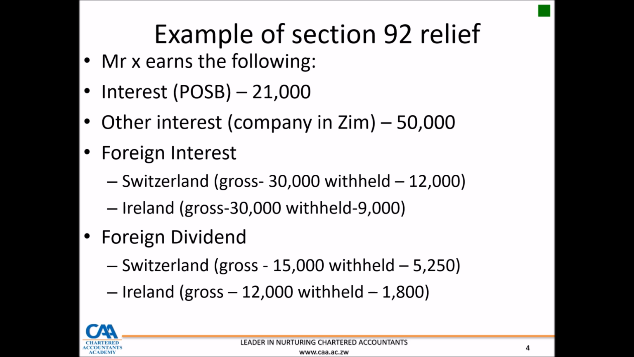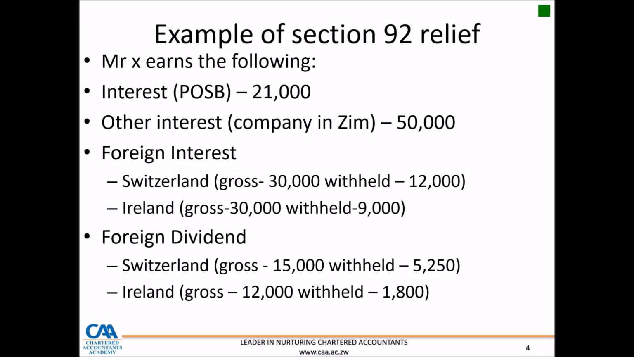18,000 from Switzerland. As far as Ireland is concerned, he also earns foreign interest from Ireland, a gross amount of 30,000, and Ireland withholds, say, 9,000. So in that case, our net amount there will be 21,000 from Ireland. Then we also earn certain foreign dividends. From Switzerland, a gross amount of 15,000, and 5,250 is withheld. Then from Ireland, we also earn a gross amount of 12,000, and the amount withheld from Ireland will be 1,800.